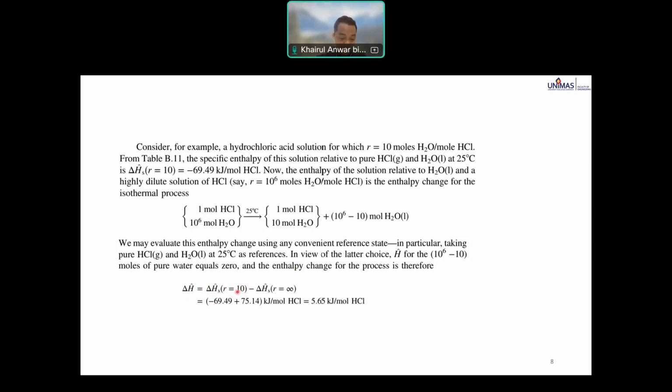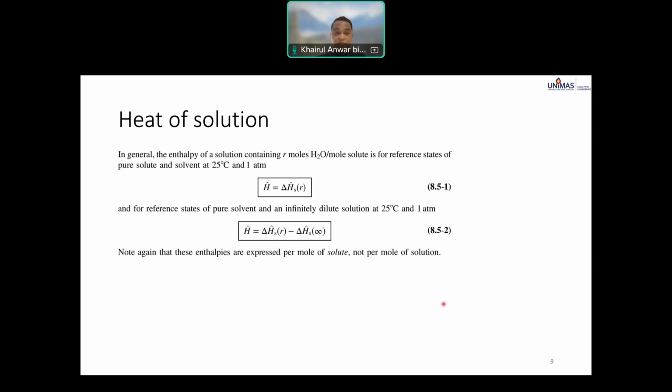delta H equal to delta Hs at r equal to 10, which is -69.49, minus delta Hs at r equal to infinity for hydrochloric acid, the value is -75.14. So overall delta H is 5.65 kJ per mole of HCl. Now this is the heat of solution.